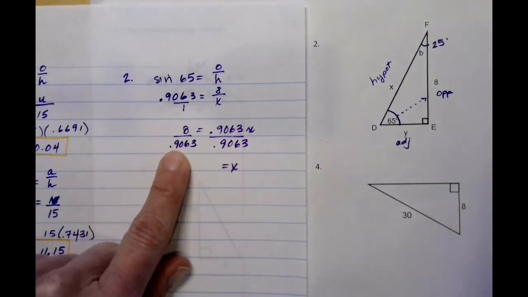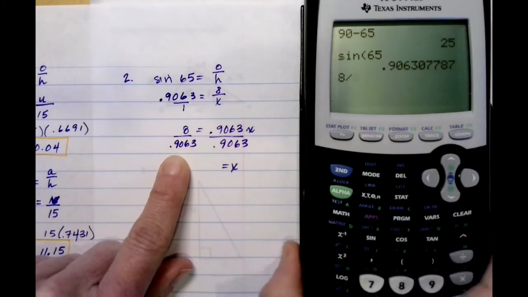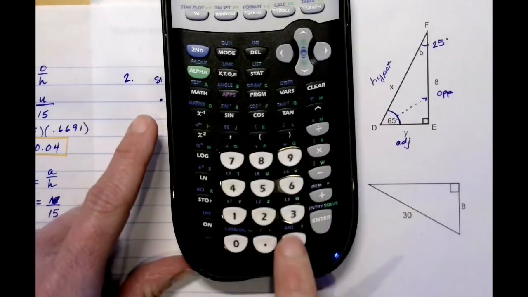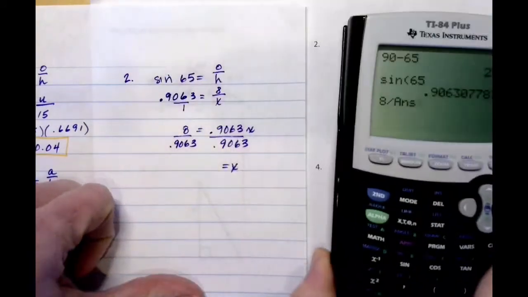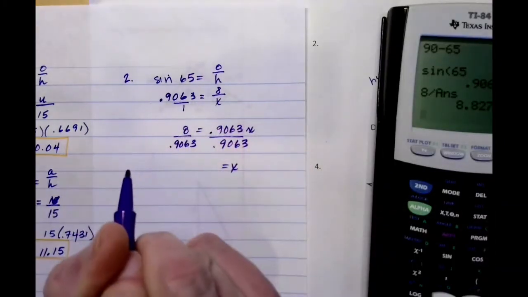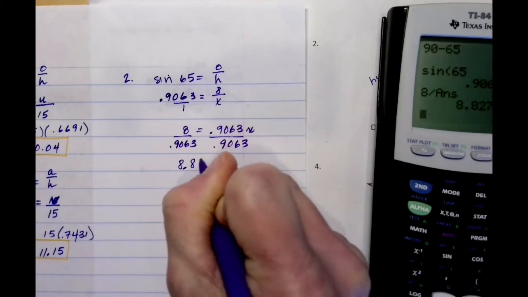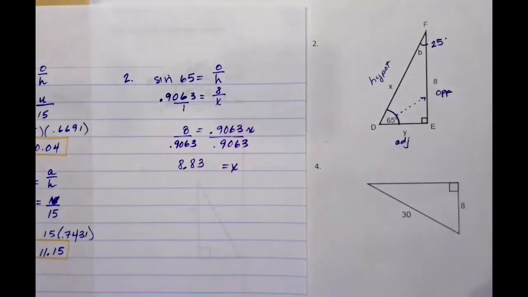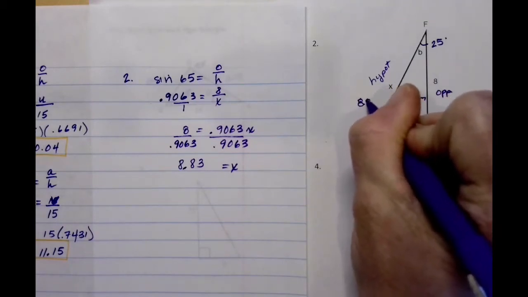Since I know that I'm going to be dividing, I can go ahead and say, what is 8 divided by this last answer? If you want to put that into the calculator, you're using the ANS. It's the second ANS, and it'll type that value in for you. So that x value has a value of 8.83 when I round, which means that this hypotenuse value is 8.83.